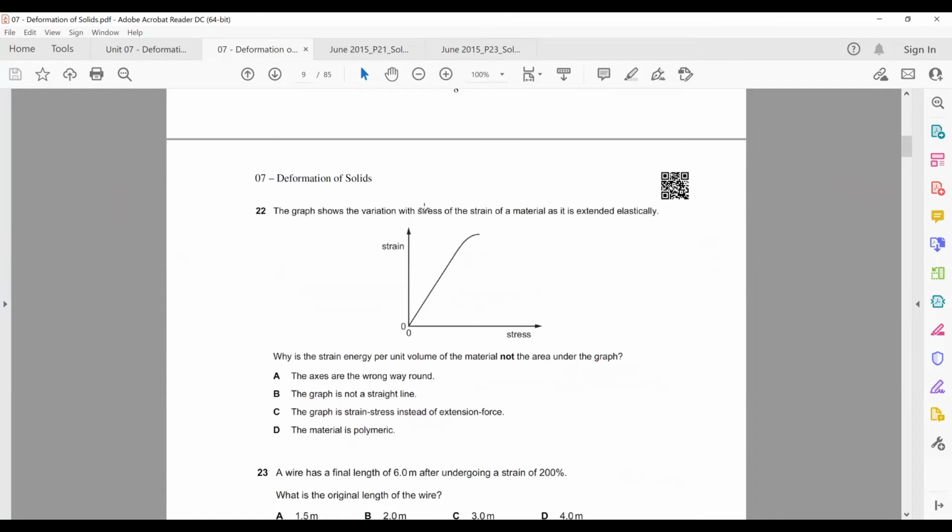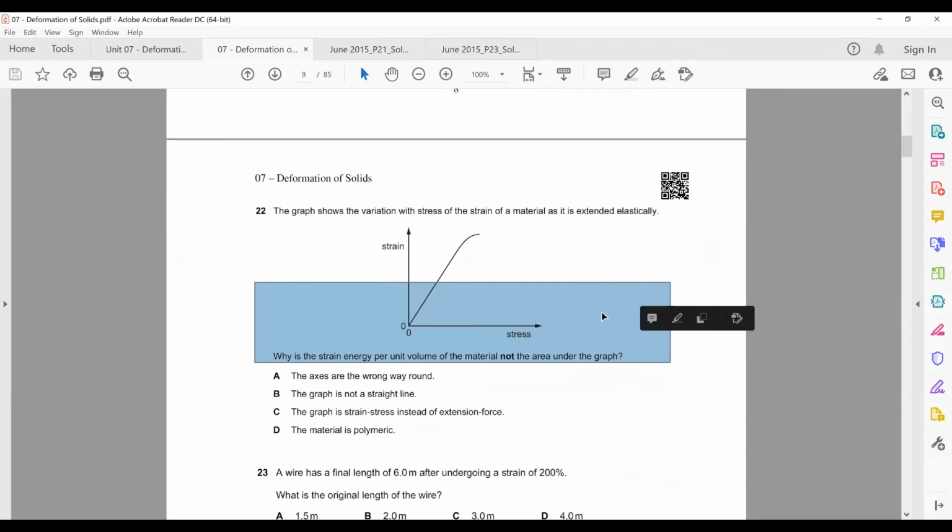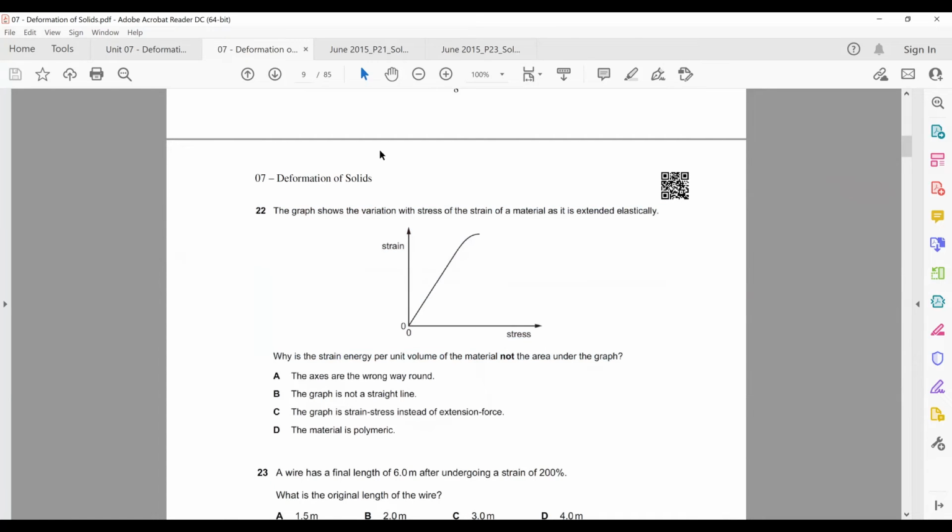The graph shows the variation in stress versus strain of a material as it's extended elastically. Why is the strain energy per unit volume of the material not the area under the graph? Okay, so take note of the term that they use here. They're asking you strain energy per unit volume. Why is it that the strain energy per unit volume of the material is not the area under the graph?